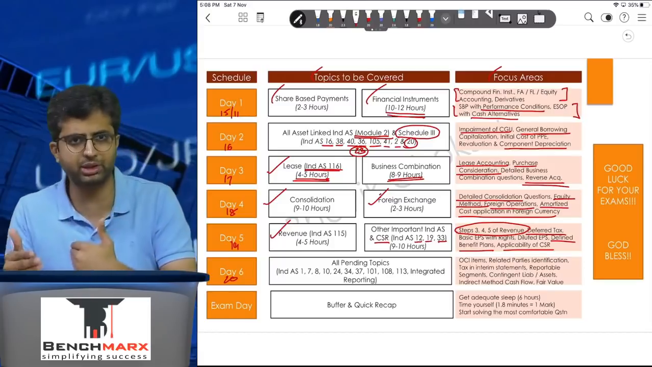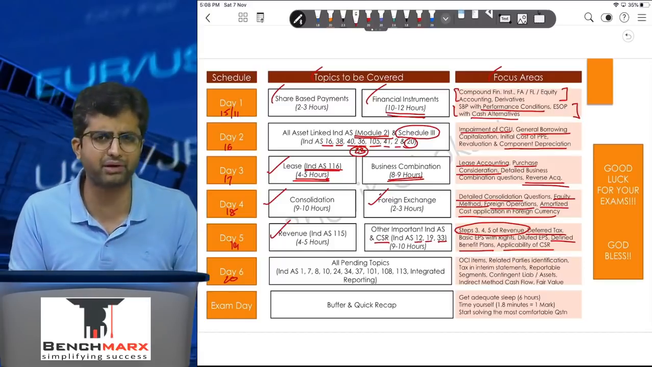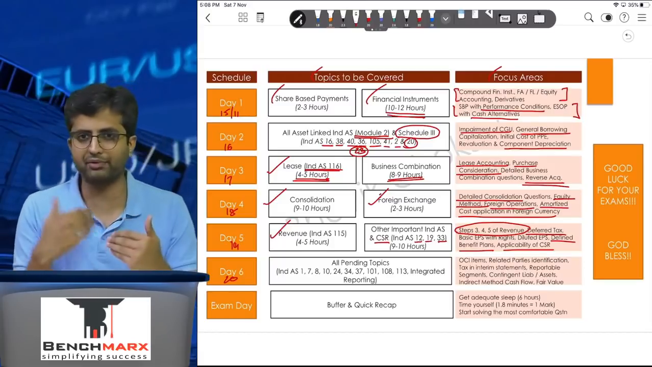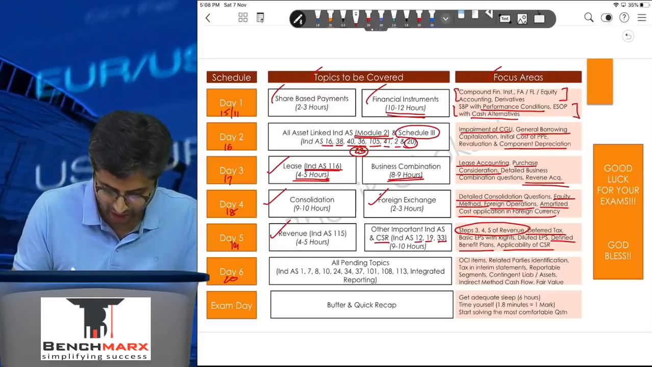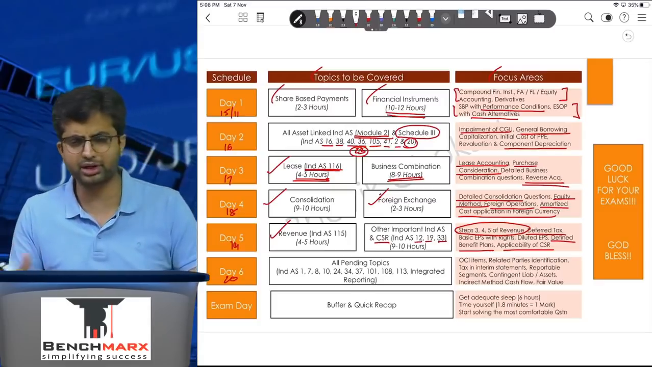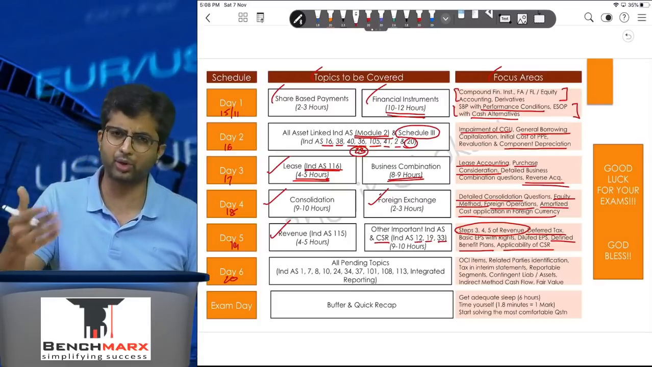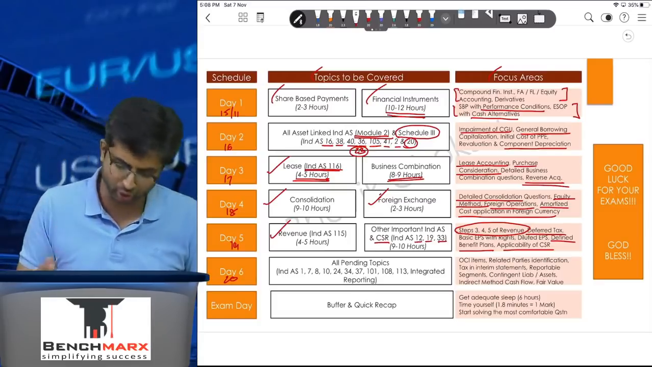If you have time, do them in detail, typically around 1.5 hours at max. 1 to 1.5 hours per topic should suffice. Over here, you have other topics like related parties, interim financial reporting, segment reporting also, which are in category B, which we have included over here.